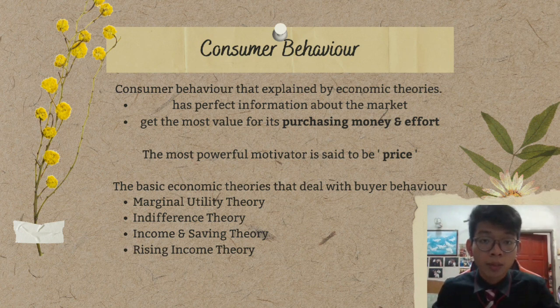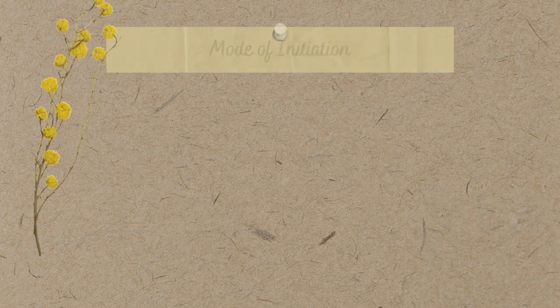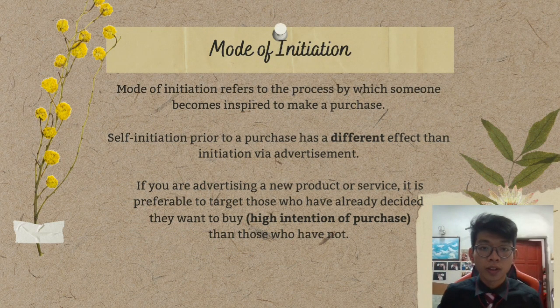Several economic elements influence how the consumer spends his money on personal consumption. The most powerful motivator is said to be price. Consumers compare the offerings of all competing sellers and choose the one with the lowest price. Several economic theories can describe various characteristics of purchasing behavior. Marginal utility theory, indifference theory, income and saving theory, and rising income theory are the four basic economic theories that deal with buyer behavior.